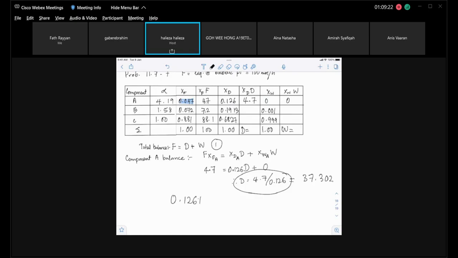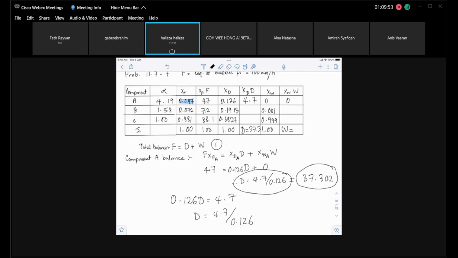0.126 times D is equal to 4.7, obviously, isn't it? So D is equal to 4.7 divided by that. Can you see any mistake that I've done here? From component A I already know how to get the distillate flow rate, which is 37.03. The solution gave me a value of 37.315, a bit different from my answer, 37.302.